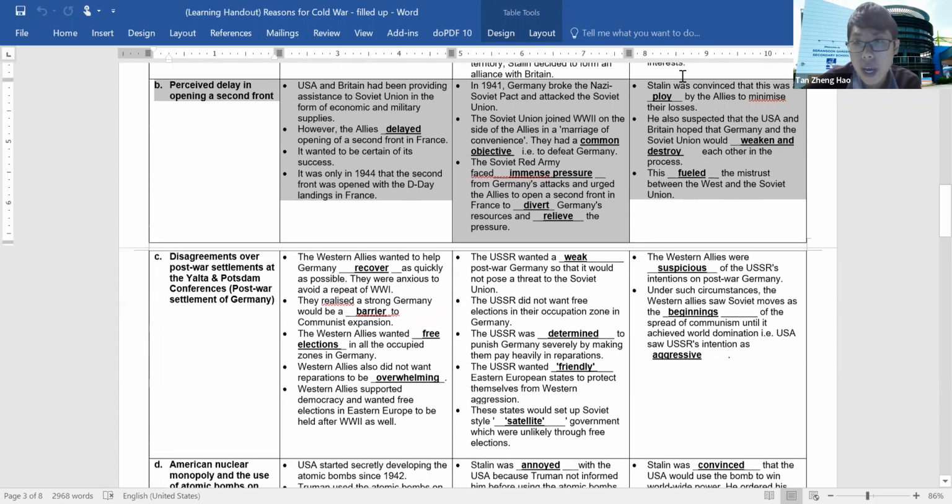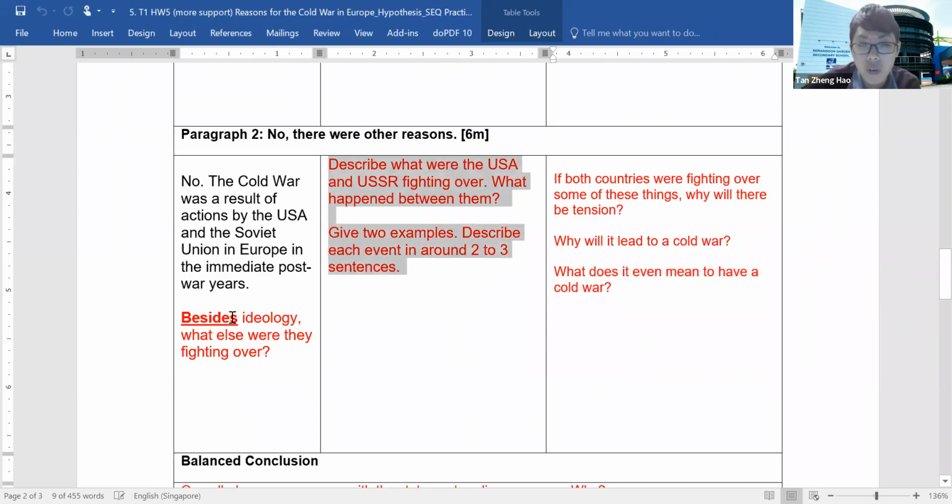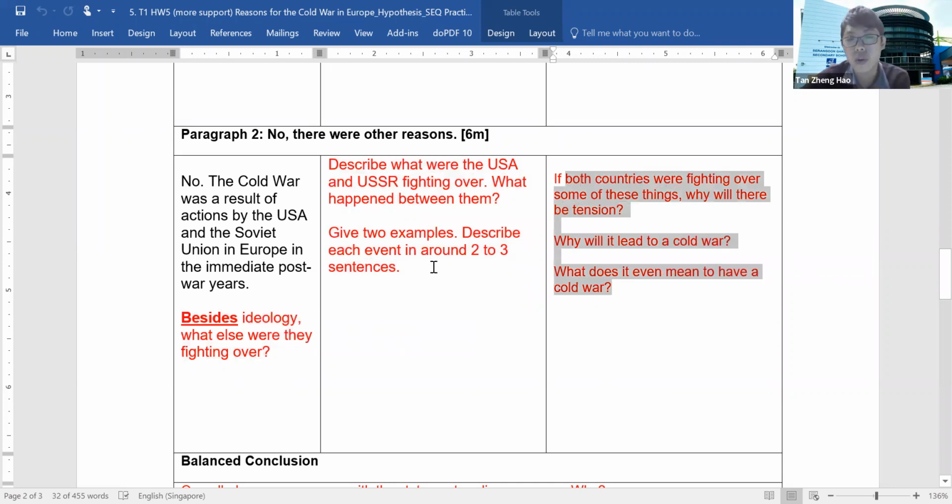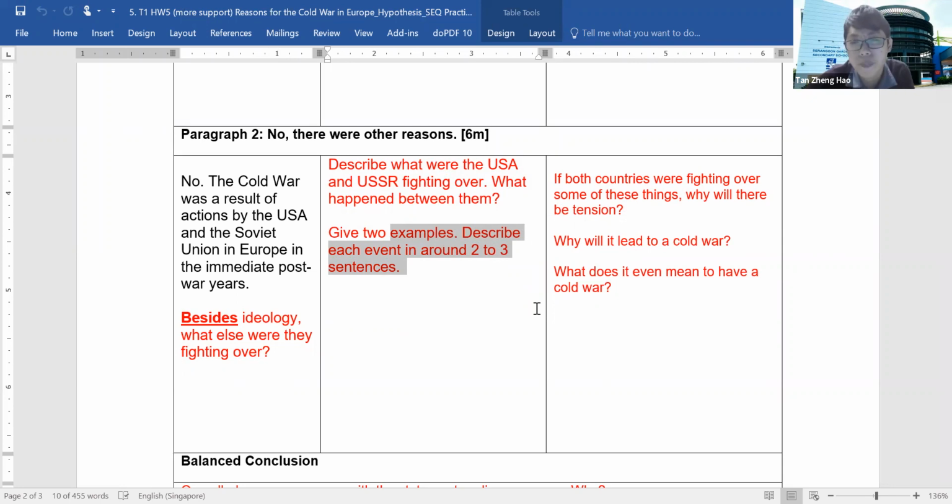Okay, so I shared with you how you can use your notes already. So describe some of the things that they're fighting over besides ideology and explain how they lead to a Cold War. Okay, use maybe 2 or 3 examples, and each example write it in about 2 or 3 sentences. I think it's a very solid description really. Okay, you can use your notes for that, but like I said previously, you can rewrite it in your own words even better, because you force yourself to understand and use your own words, and you'll remember better in the future.